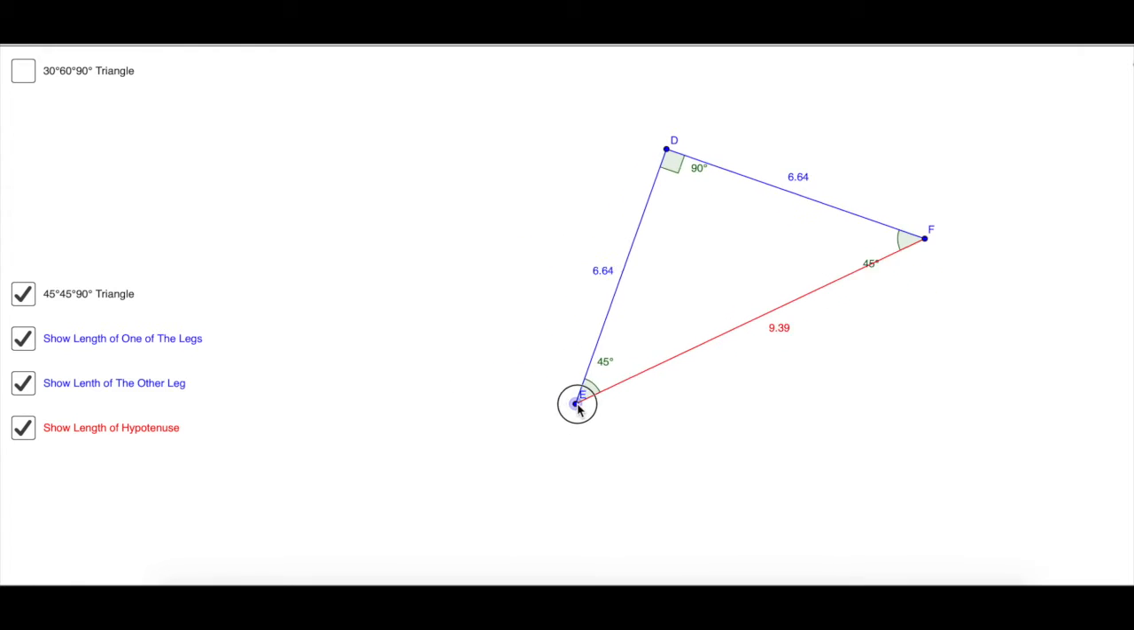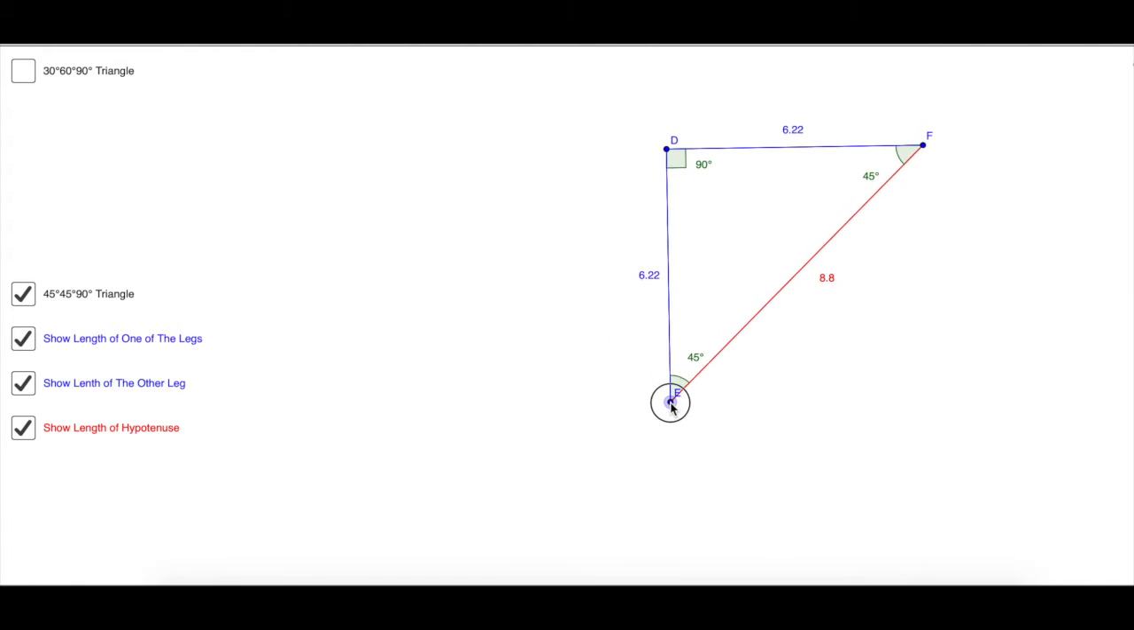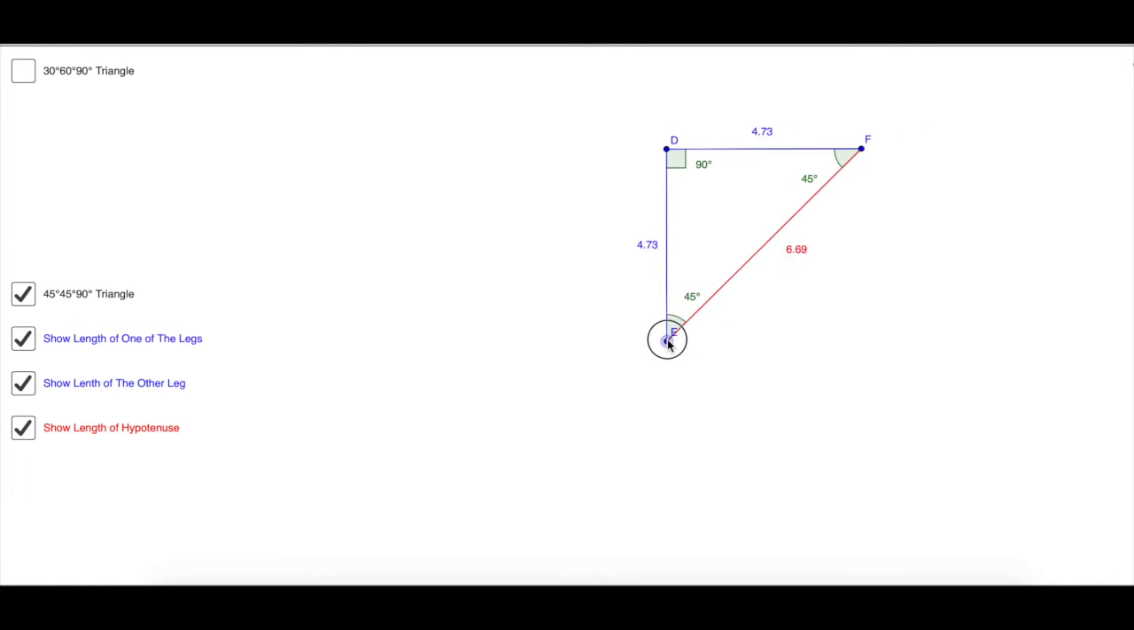It turns out that the hypotenuse is the square root of 2 times bigger. So if this is 6, of course this is 6, and this is 6 square root of 2, meaning 6 times the square root of 2, which rounds to 8.49. Remember, the square root of 2 is about 1.41. So if I make this 1, look, 1, 1, radical 2. Radical 2 as a decimal is close to 1.41.